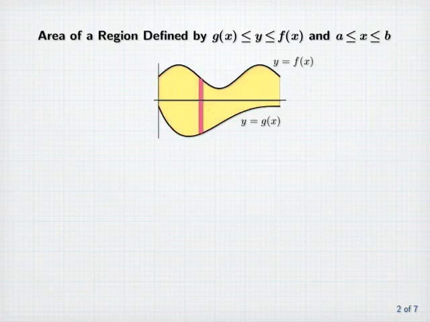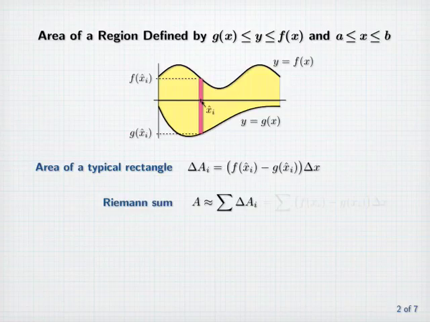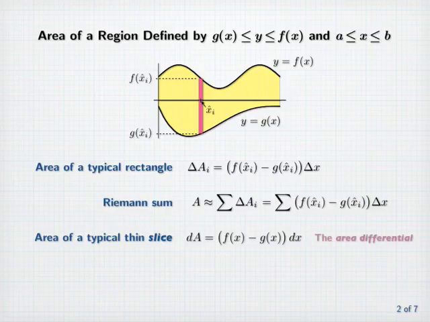The area of a typical rectangle is therefore delta A sub i equal to f of xi hat minus g of xi hat, times delta x. Note that the height is the difference between the two function values at xi hat. Summing all such areas provides an approximation to the total area A. Again, we think of the area differential dA equal to f of x minus g of x times dx as the area of a typical thin slice.